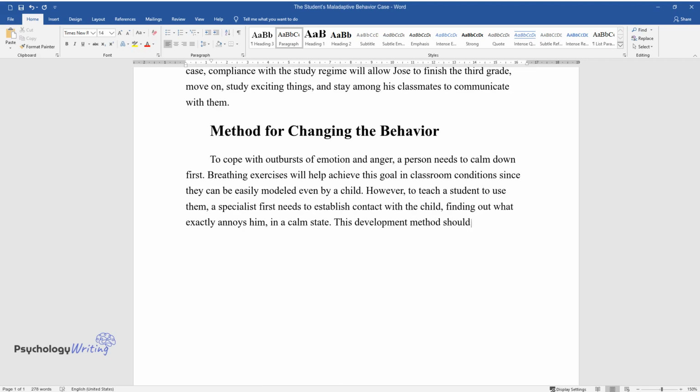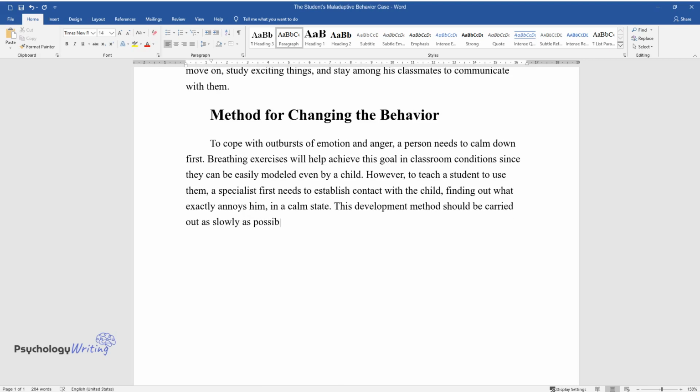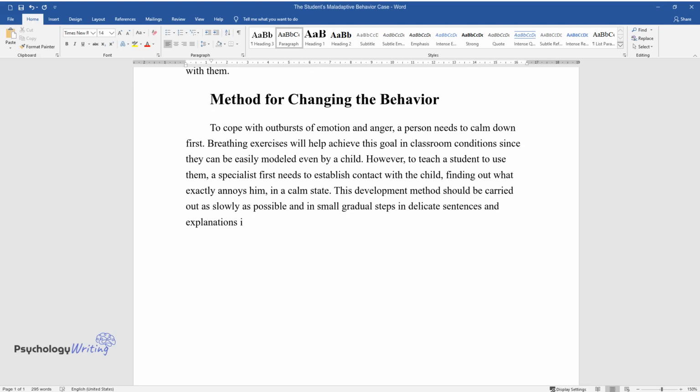This development method should be carried out as slowly as possible and in small gradual steps, in delicate sentences and explanations in a calm state.